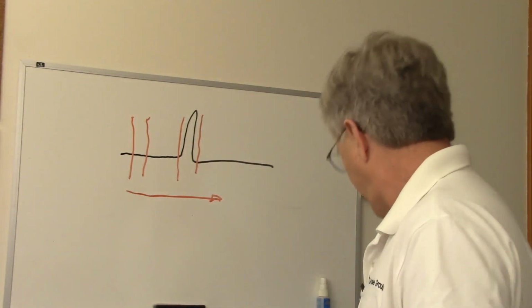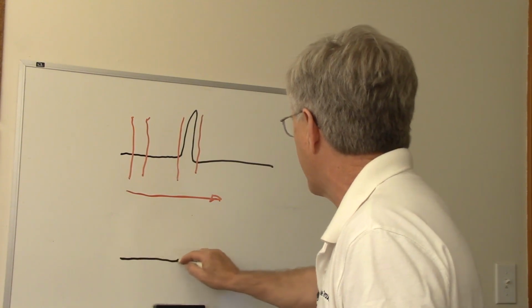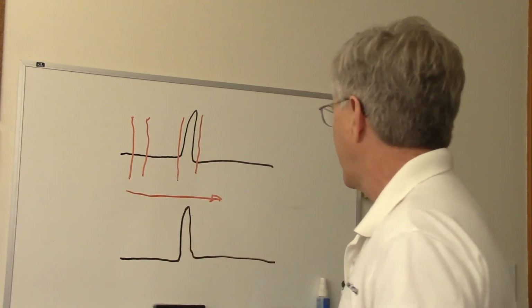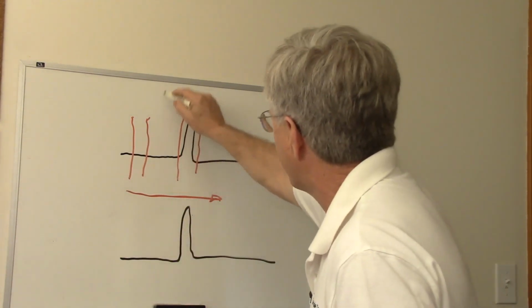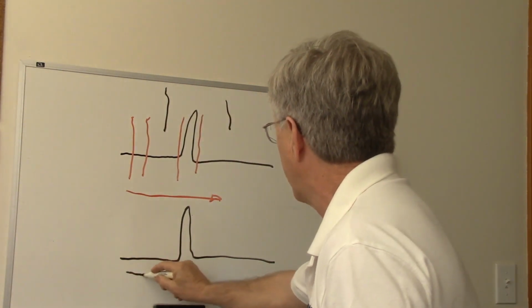If the resolution bandwidth is extremely narrow, for example, you'll see a signal looks just like the original signal. If it's very wide, suppose it's going from here to here, it's going to look much blurrier.